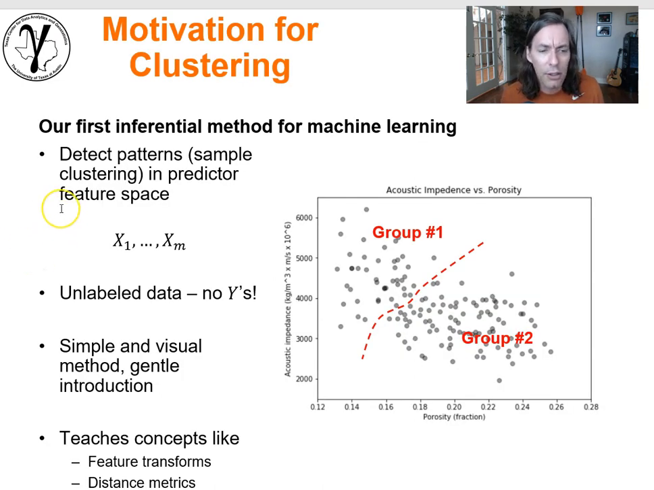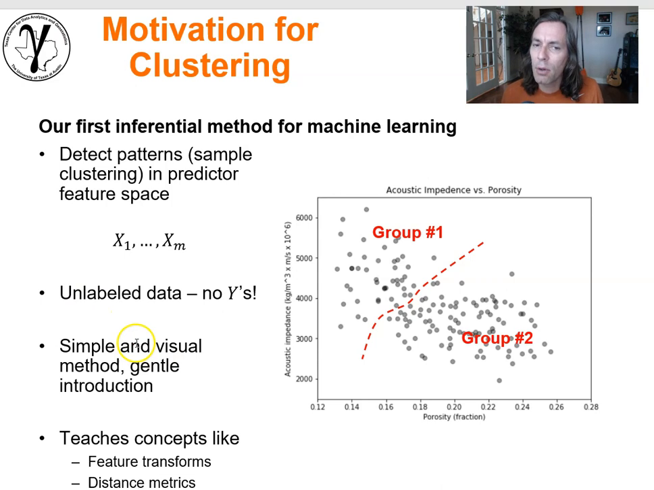What we want to do is detect patterns, sample clustering, training data samples that are clustering in the predictor feature space. Every time I talk about predictor features, we're talking about x1 through xm, where m would be the total number of features that we've selected for our predictors. Now you notice we're working with unlabeled data. In other words, there's no y's. It's inferential. We're trying to understand the system. We're not worried about building necessarily a predictive model to make predictions of y's. So no y's, we'll just have our features.